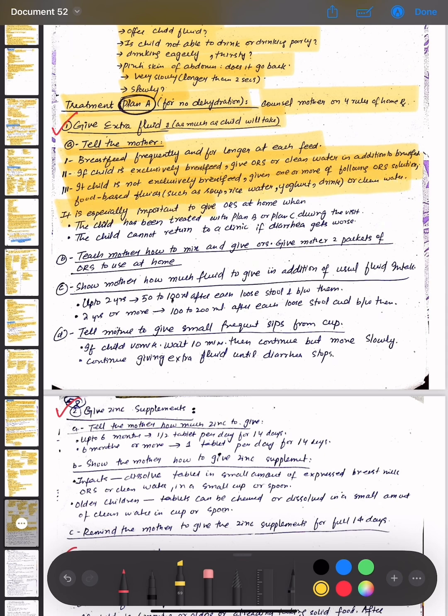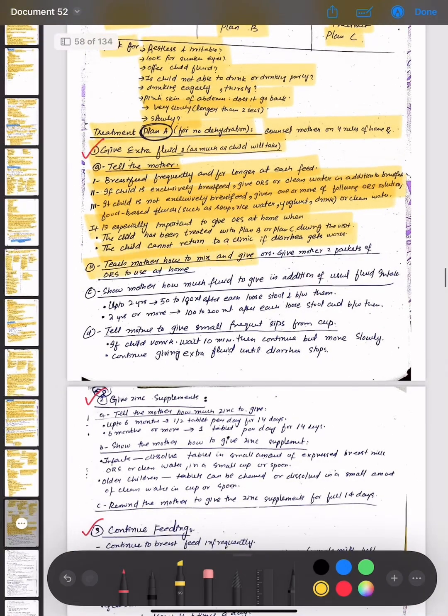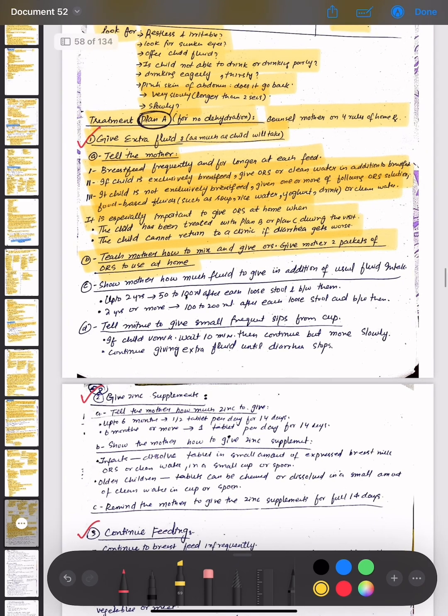It is especially important to give ORS at home when the child has been treated with Plan B or Plan C during the visit and the child cannot return to a clinic if diarrhea gets worse. Then teach the mother how to mix and give ORS. Give the mother 2 packets of ORS to use at home. Then show the mother how much fluid to give in addition to the usual fluid intake.